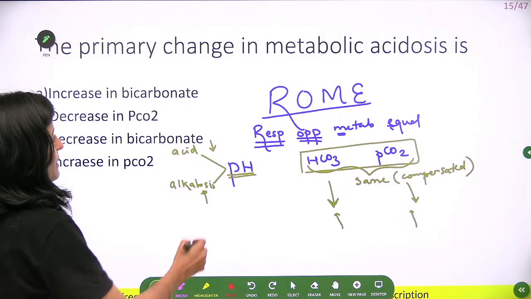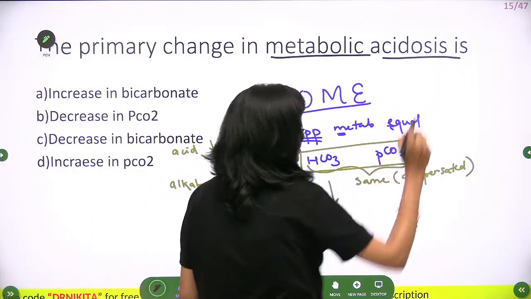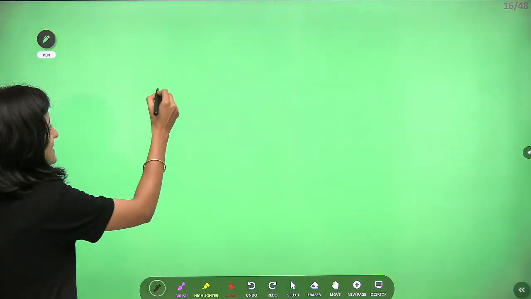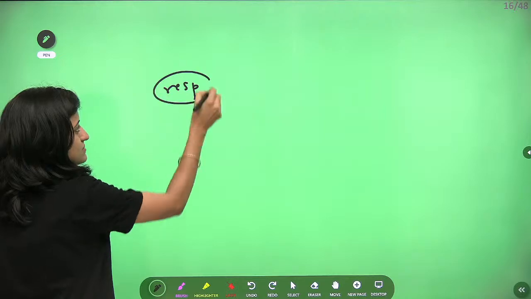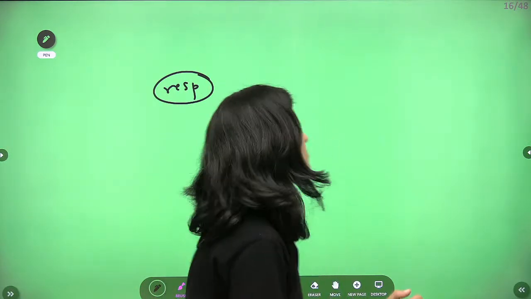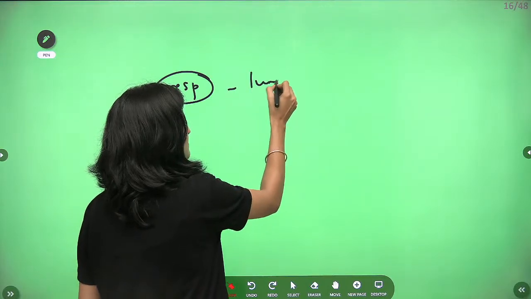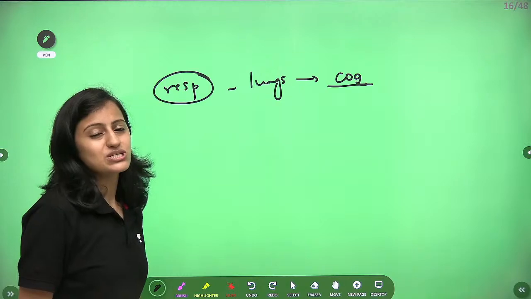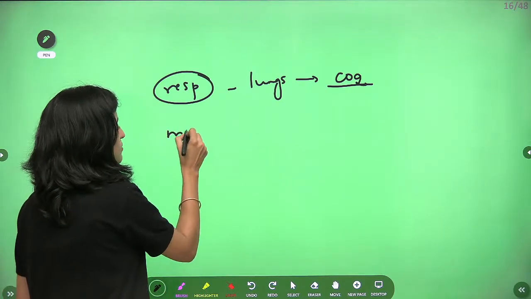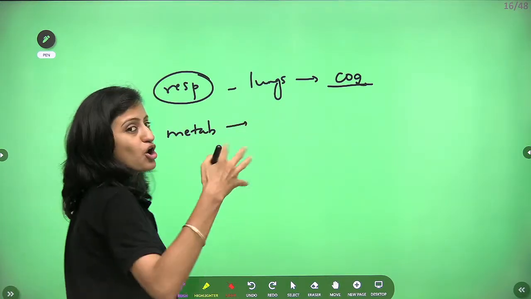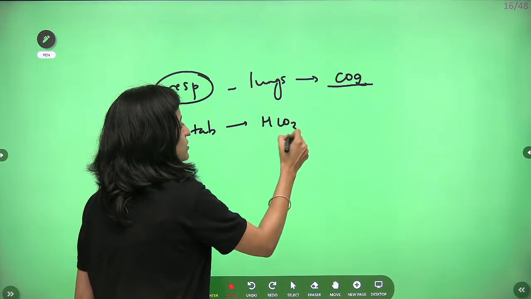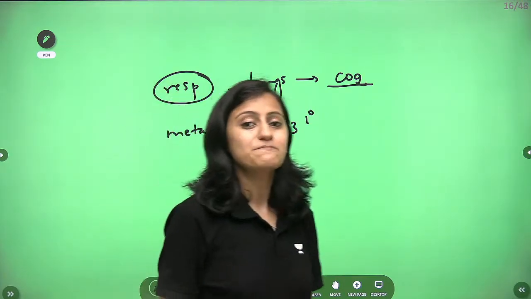Look at this one, the primary change in metabolic acidosis. In respiratory disorders, as the term says, respiratory means the problem is in the lungs. Basically, it's a problem with the ventilation. A lung problem means the PCO2 change is the primary change. For metabolic disorders, it is the non-lung, kidney side, that is your bicarbonate. The change in bicarbonate is the primary change.